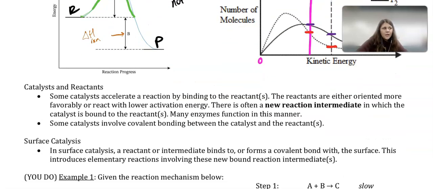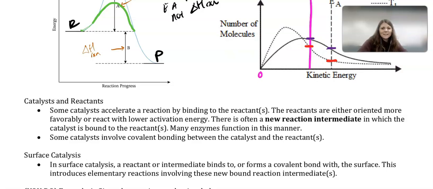All right, moving on. There are a few things I want to mention about the different types of catalysts. First thing is, some catalysts accelerate a reaction by binding to the reactant itself. The reactants are sometimes oriented more favorably, so sometimes that catalyst will bind to the reactant and move it and find the correct orientation spot, or it can also react with a lower activation energy. There is often a new reaction intermediate if you use a catalyst, but again, we won't see that intermediate because it will go away because it's consumed. But many enzymes actually function in this manner.